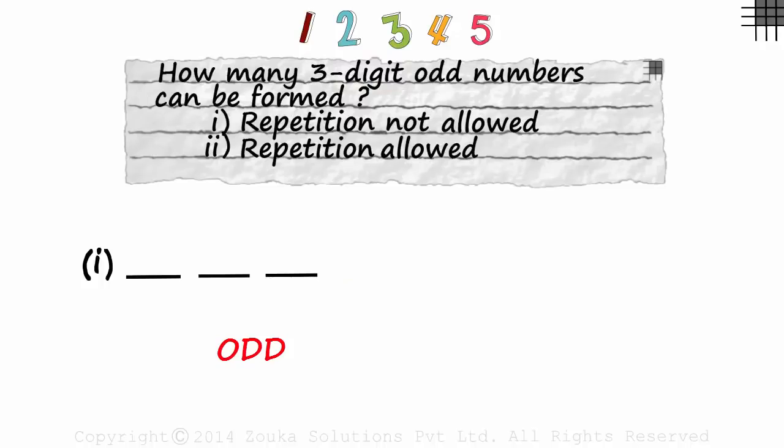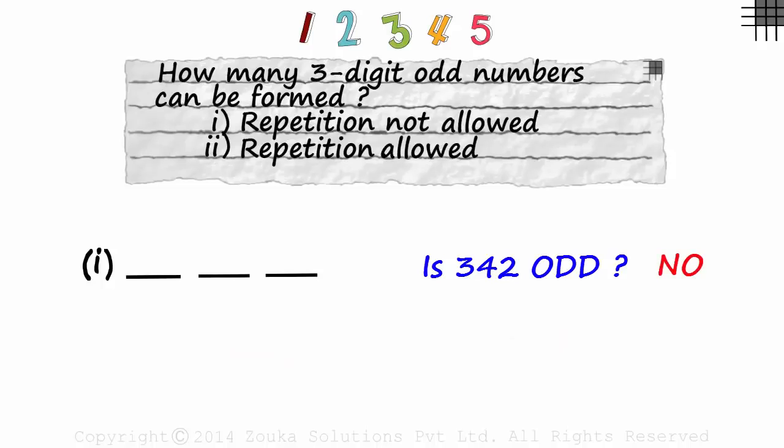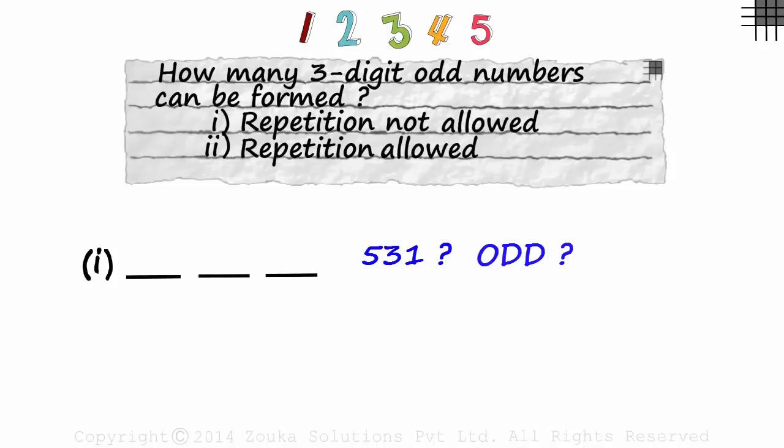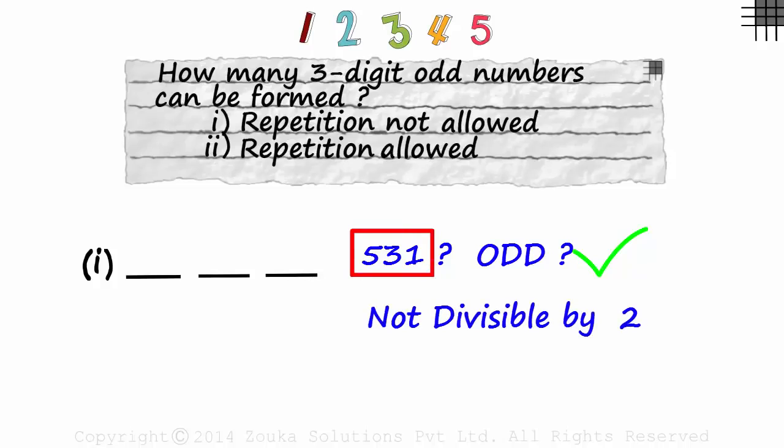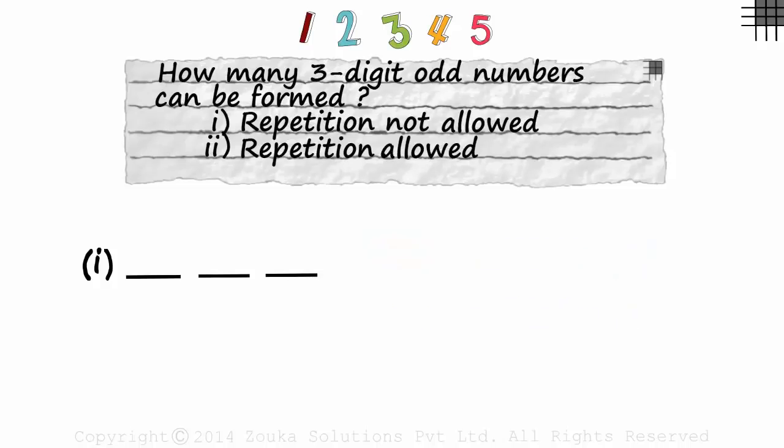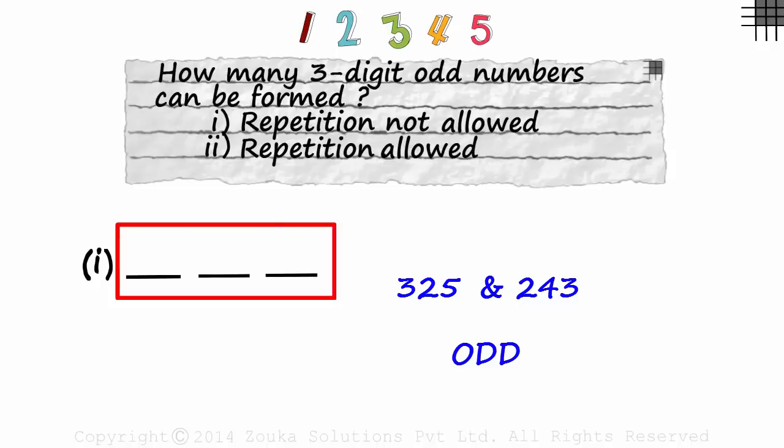A number is odd if it is not divisible by 2. Is 342 odd? No, it's not odd as it is divisible by 2. What about 531? Is this odd? Yes, it is, because it is not divisible by 2. Similarly, 325 and 243 are odd. In simple words, this 3-digit number will be odd if its unit digit is odd.